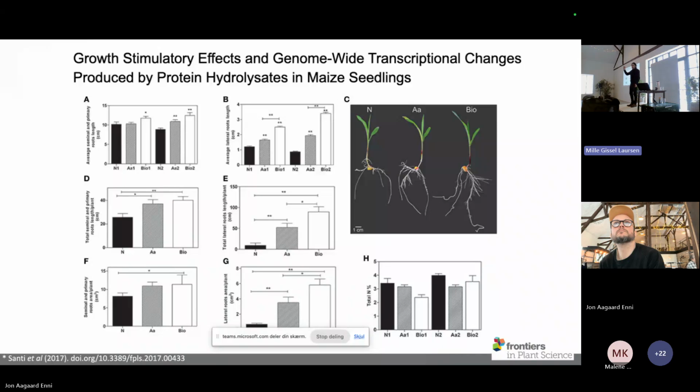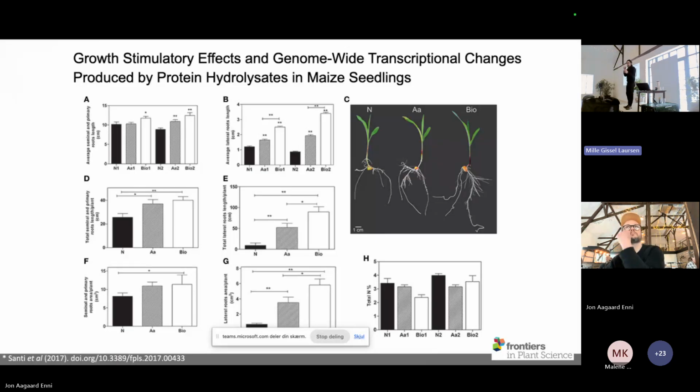The three treatments here are black, gray, and white. The black is ammonium, the form of inorganic nitrogen. The gray is amino acids, a collection of amino acids, and the white one is protein hydrolysate.